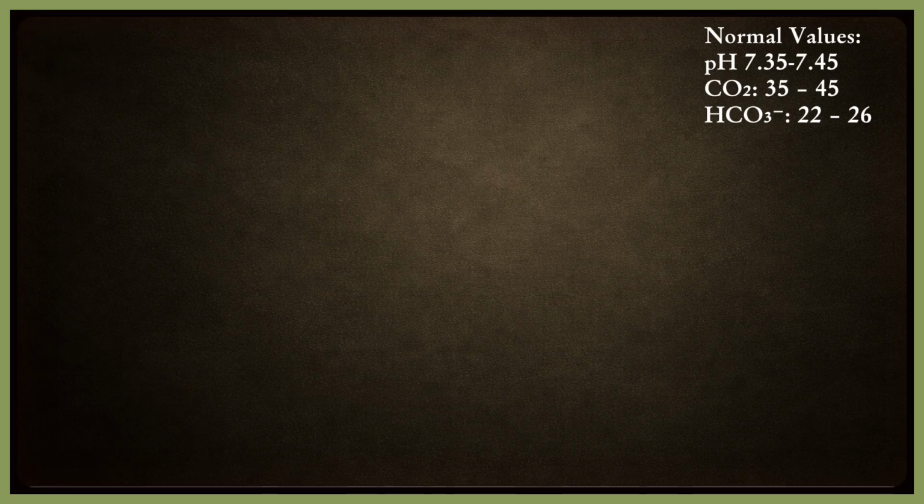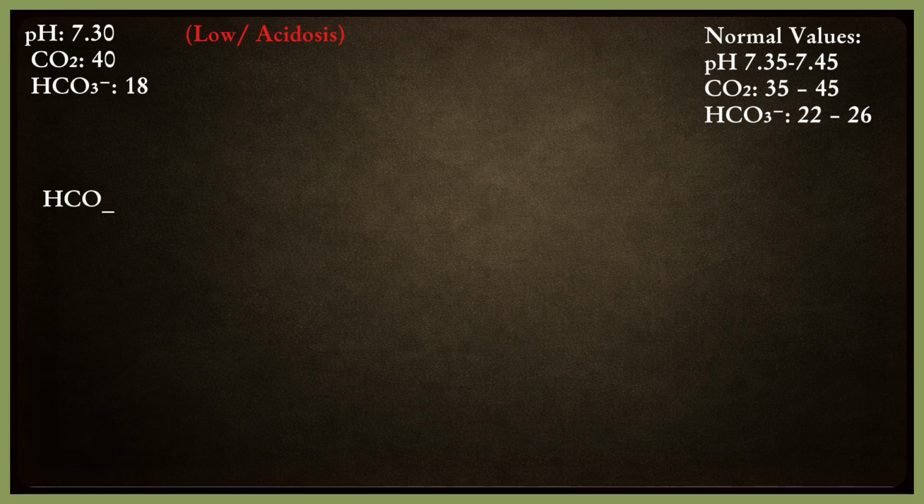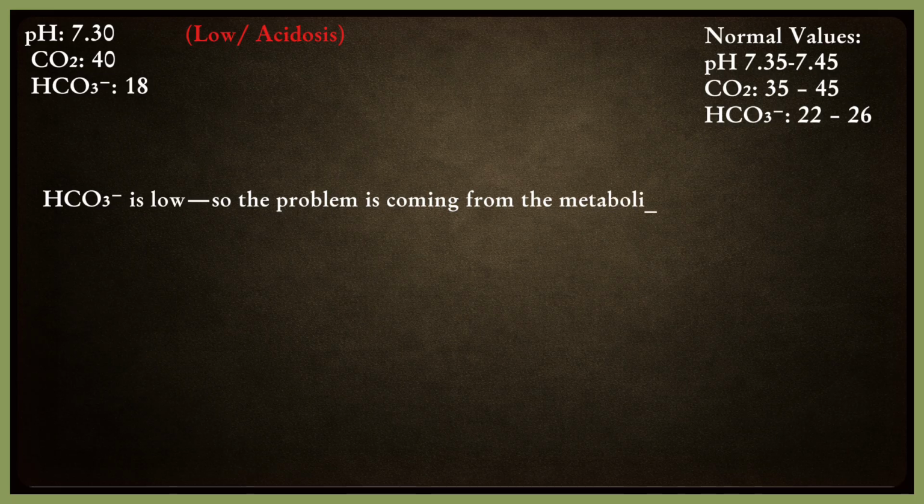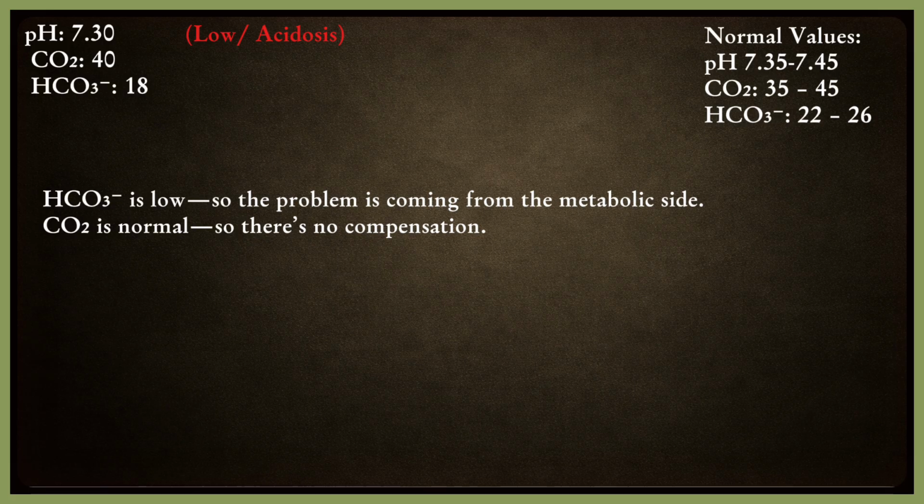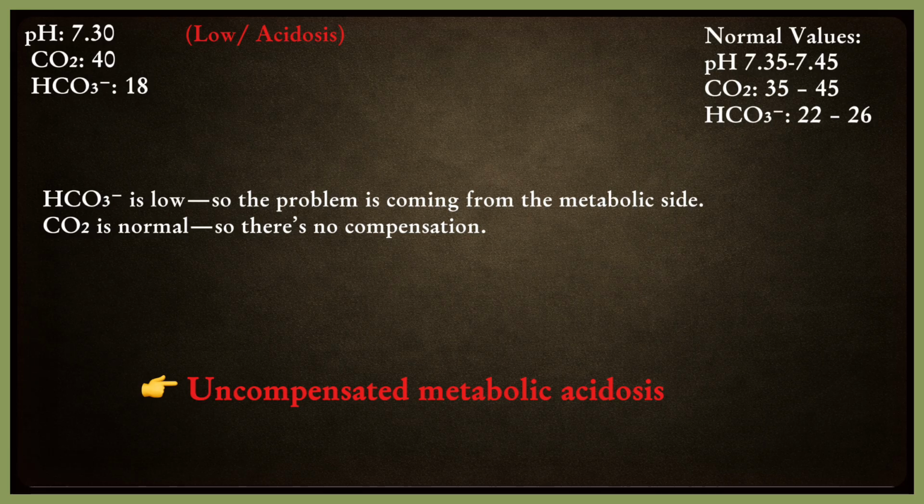On to the next question. With a pH of 7.30, CO2 of 40, HCO3 of 18. The pH is low, so this is acidosis. HCO3 is low, so the problem is coming from the metabolic side. CO2 is normal, so there's no compensation. So this is uncompensated metabolic acidosis.